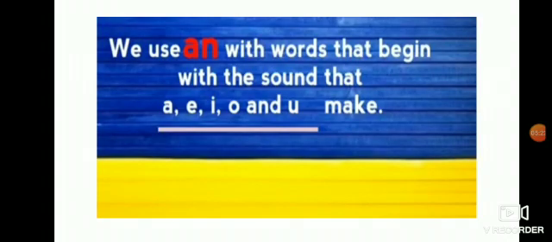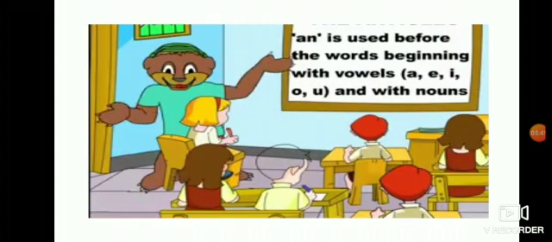Now we are going to see an. I already told you, for vowels A, E, I, O, U, before vowels we have to use an. We use an with words that begin with the sound A, E, I, O, and U. Before consonant you have to use a. Before vowels you have to use an.